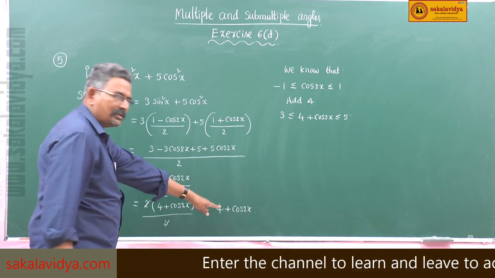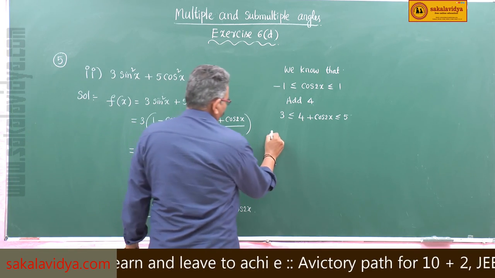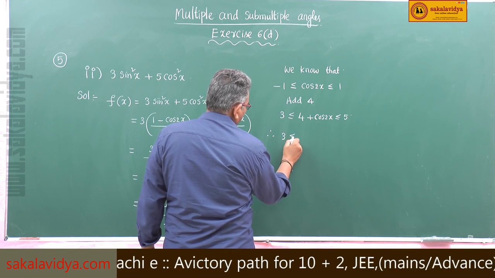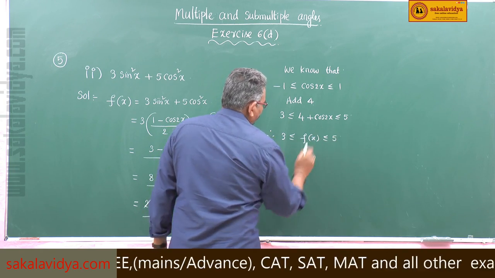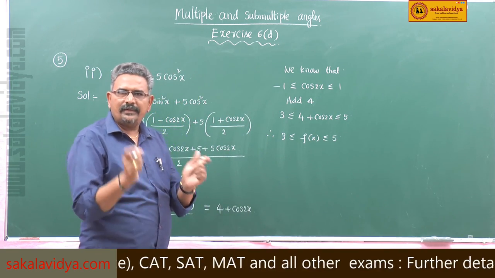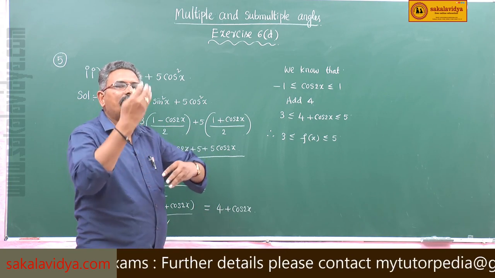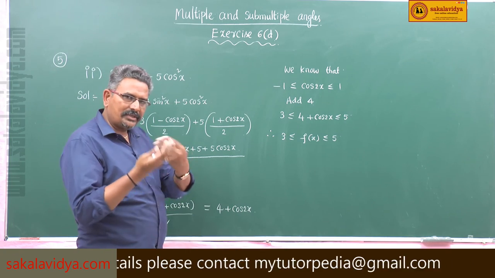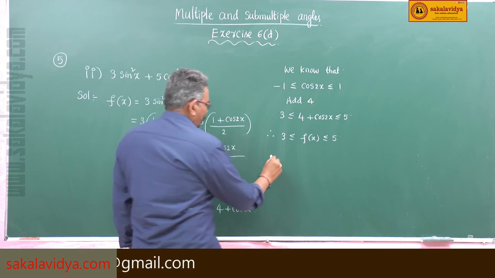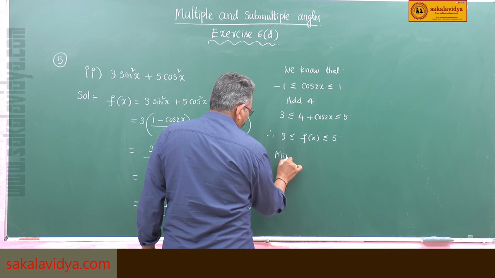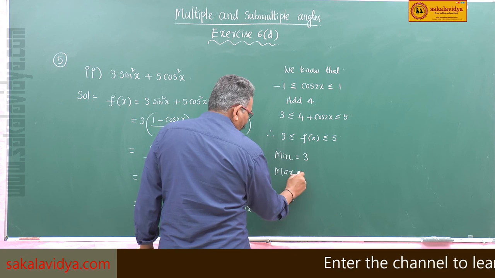What is 4 plus cos 2x? Nothing but the given function f of x. So, therefore, 3 less than or equal to f of x less than or equal to 5. The f of x lies in between 3 and 5. 3 is the minimum and 5 will be the maximum. So, the minimum value of the function is 3, whereas the maximum value is 5.